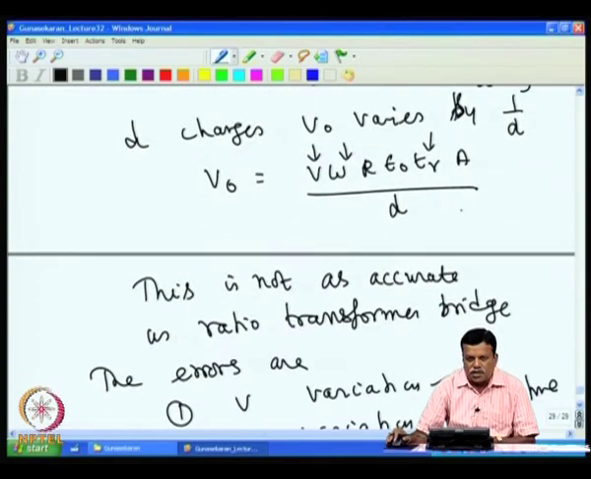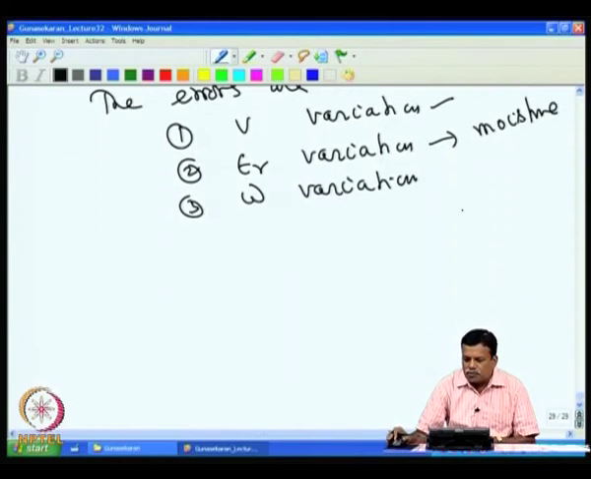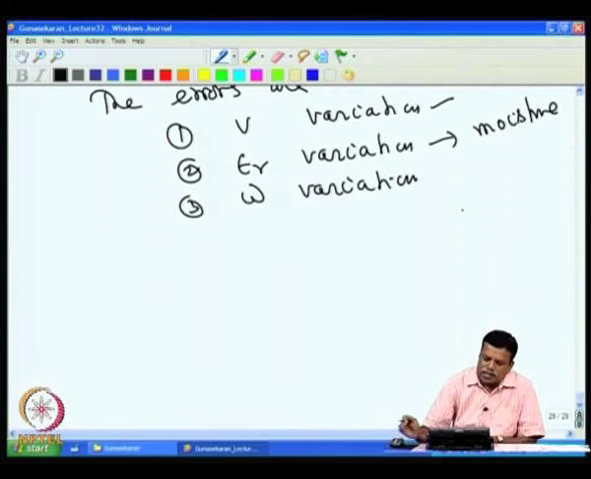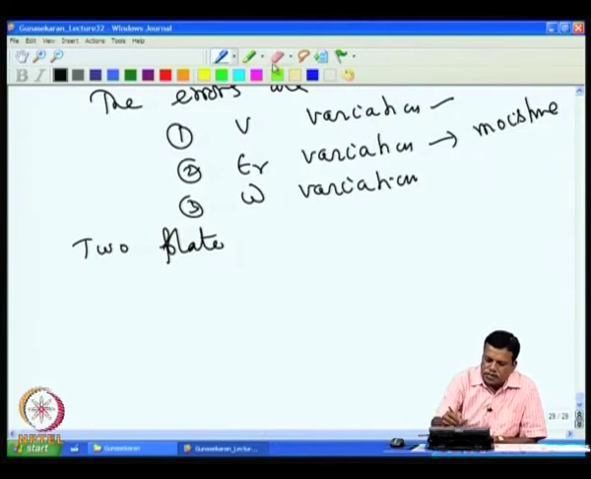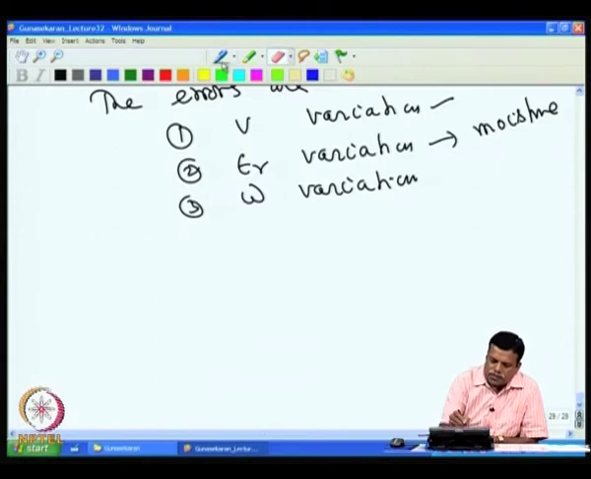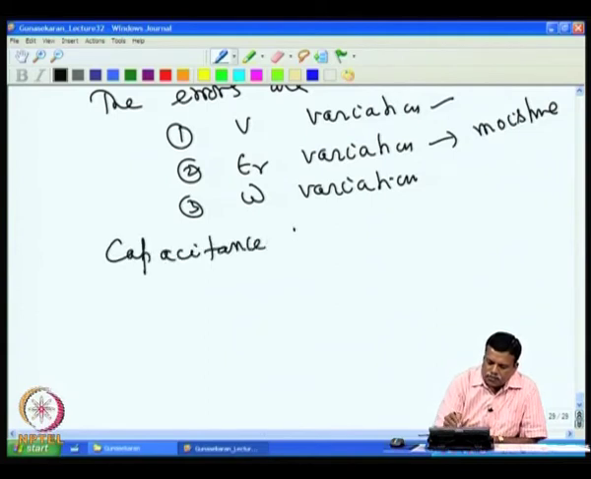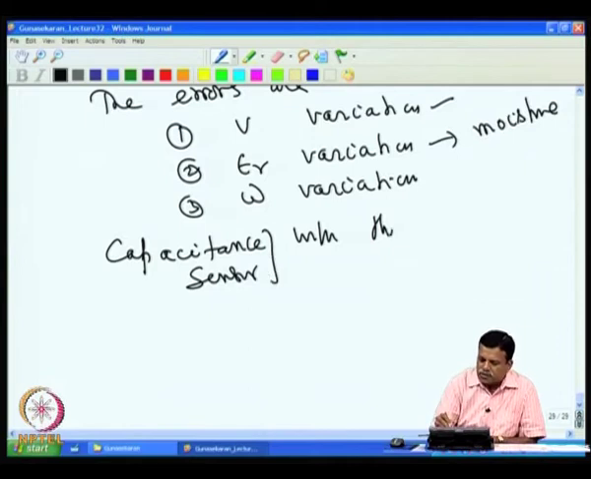One possibility is to go for the three plate technique, which is what is done in industry: a capacitance sensor with three plates.